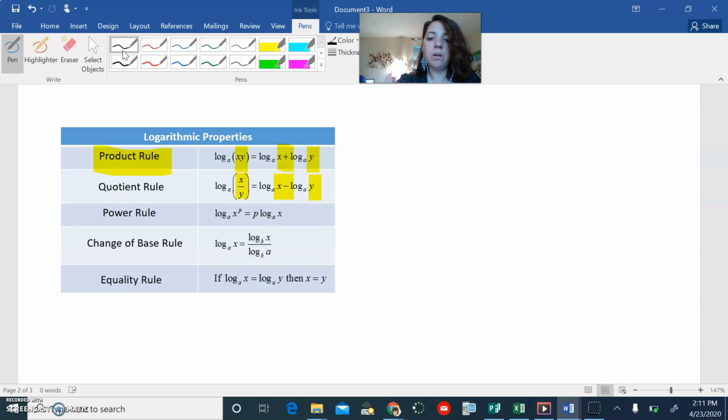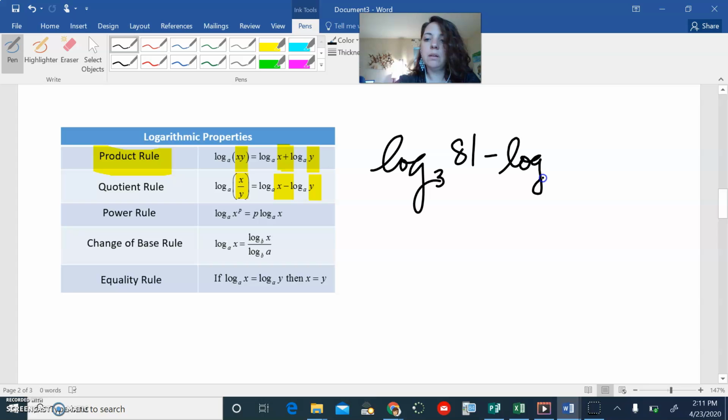Let's do an example of log base 3 of 81 minus log base 3 of, let's say, 9. Okay, now these are kind of easy. You don't have to use the properties, but again, properties are about try this, see if it helps you do something. So first of all, we always check same bases. Yep, we're good.